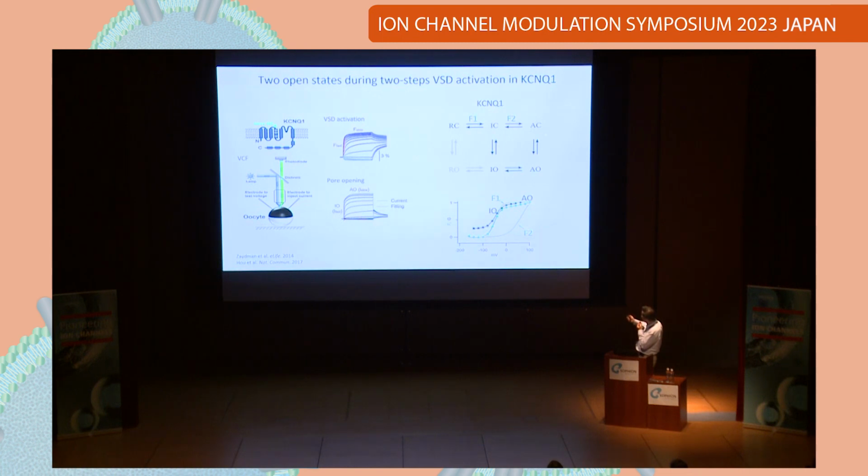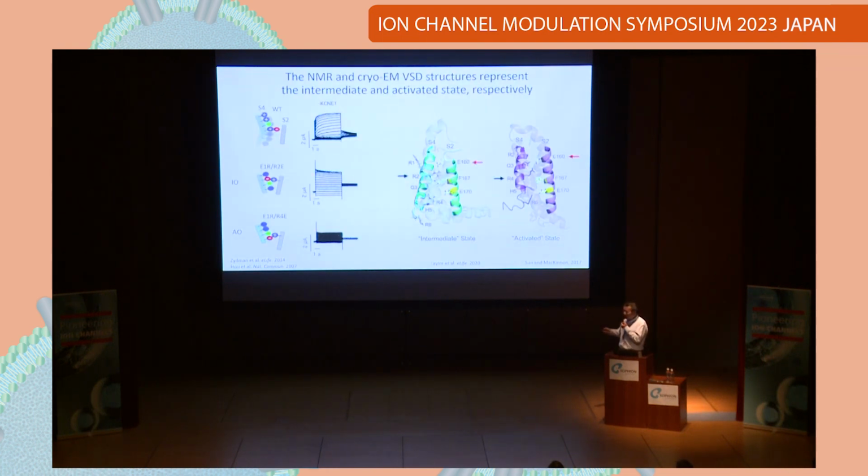F2 step. So the channel can open at the intermediate state, called the IO state, and then it can also activate when the voltage sensor is at the fully activated state. So this is the AO state. So the channel has 2 open states, and in order to confirm those 2 open states, we tried to make mutations to lock the channel, to arrest the channel in those two different open states.